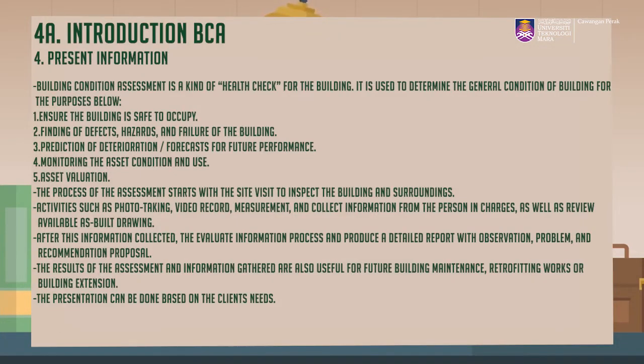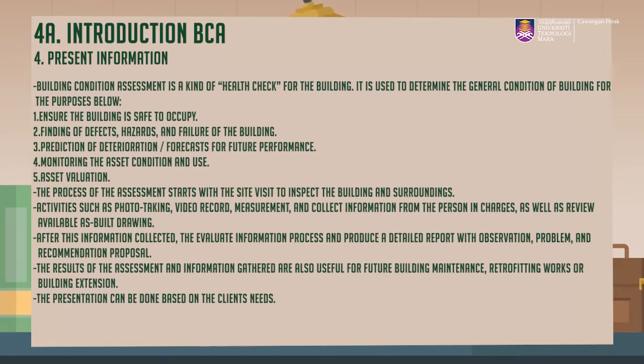Subtopic 4.A is about the introduction to building condition assessment. Building condition assessment is a kind of health check for the building. It is used to determine the general condition of the building for the purposes below. First, ensure the building is safe for the occupier. Second, finding defects, hazards and failures of the building. Third, prediction of the deterioration forecast for the future performance. Fourth, monitoring the asset condition and use. And lastly, asset valuation.